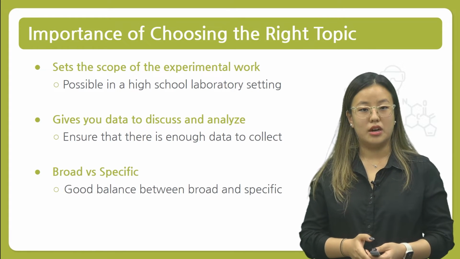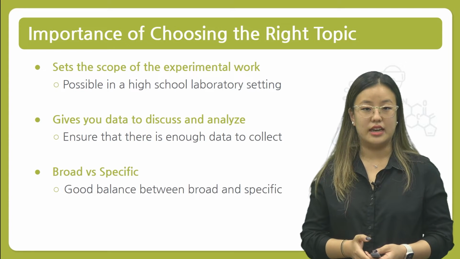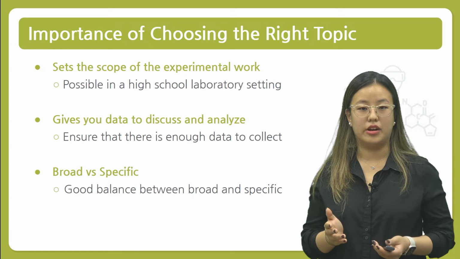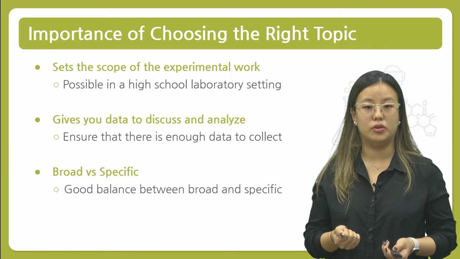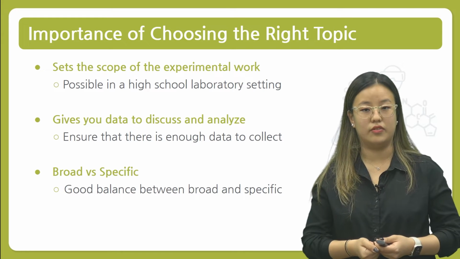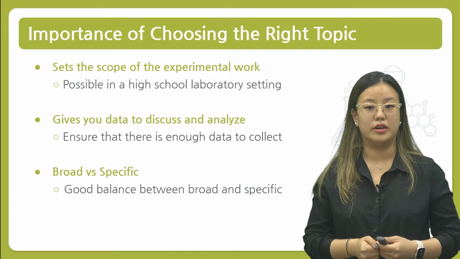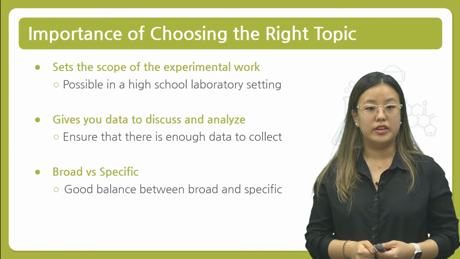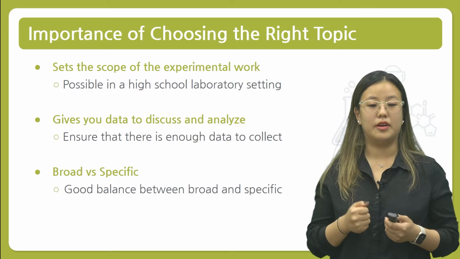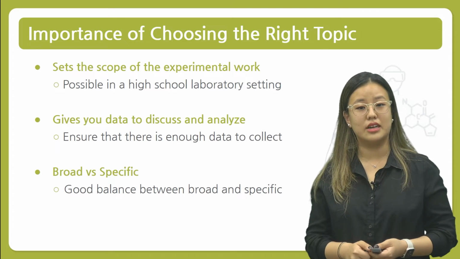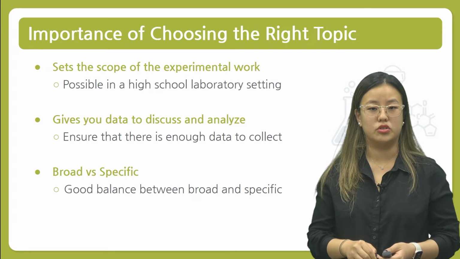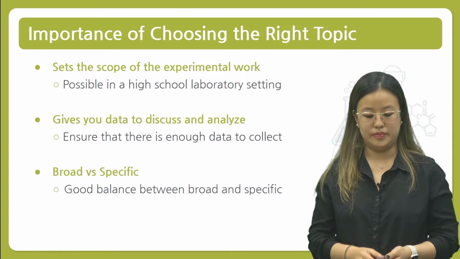Secondly, choosing the right topic gives you the data to discuss and analyze, and having enough data is not only important in reducing your random error, but also in making sure you have enough to discuss in the discussion and analysis section of your report, which takes up a big part of your writing. Finally, having the right balance between broad and specific is really important. You want a topic that is broad enough that you can discuss enough theory, but specific enough so that you don't have too much to write about.